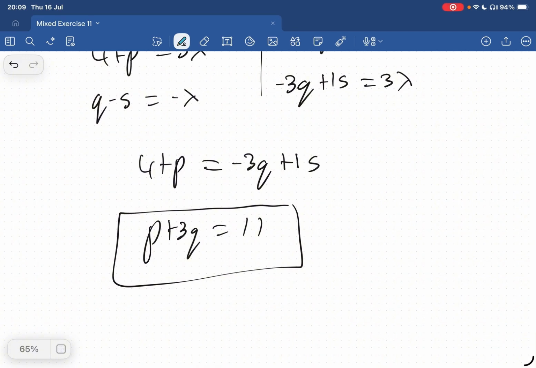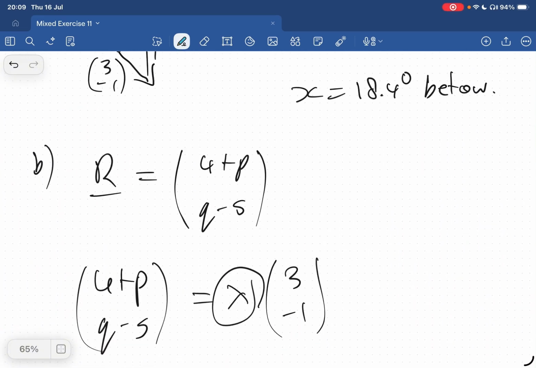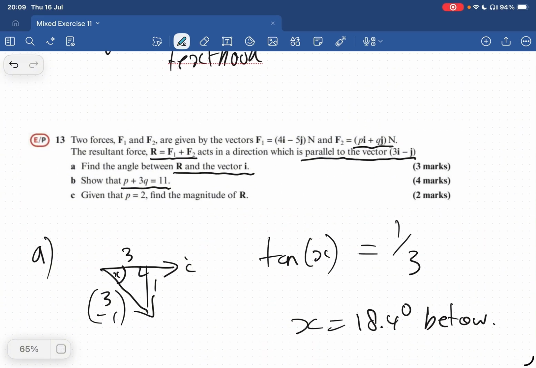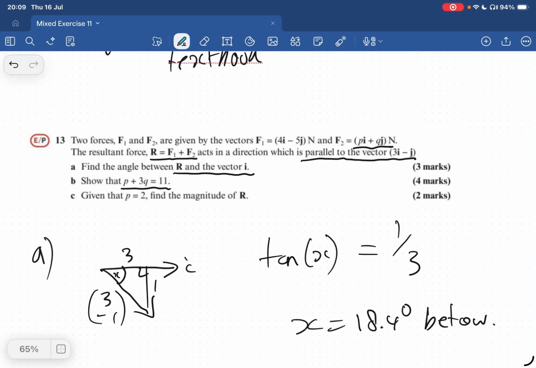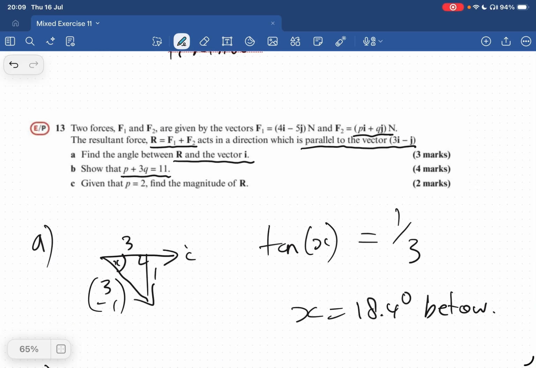This is problem solving: not knowing how you'd choose to do that step is the hard bit. The actual algebra behind this is not difficult, but it's about trusting that this is how we can create a formula in terms of P and Q. Knowing we've got enough information, with this resultant vector being parallel to this vector, gives us an equation in terms of P and Q.